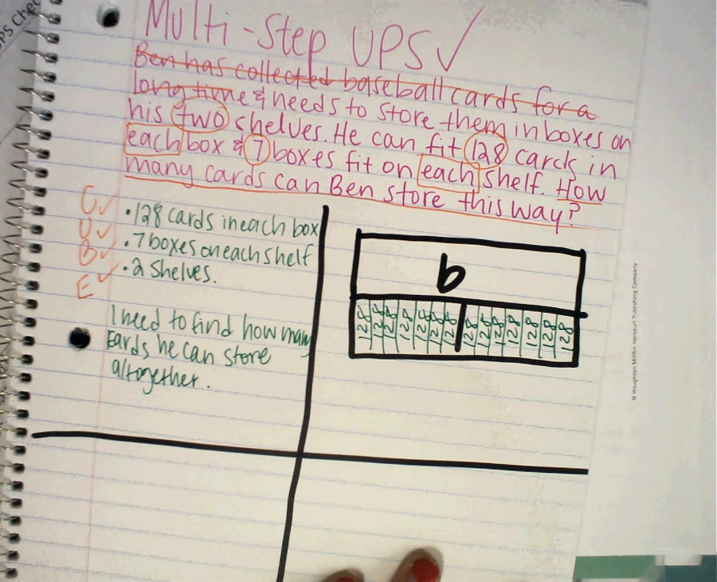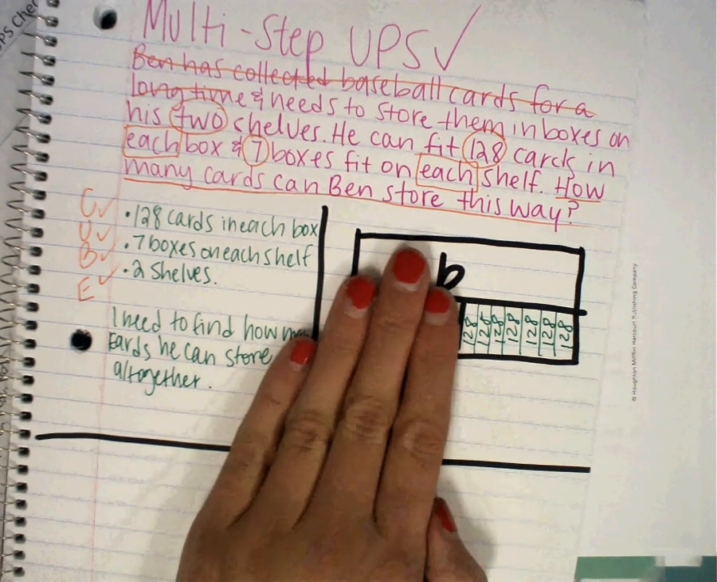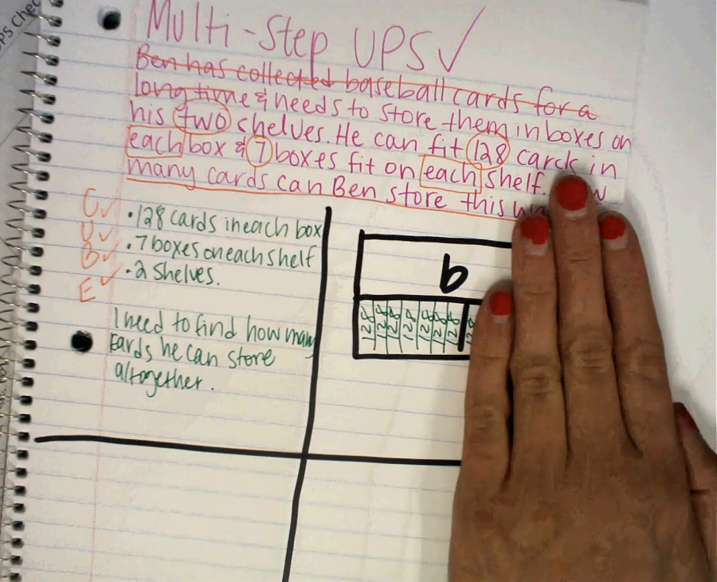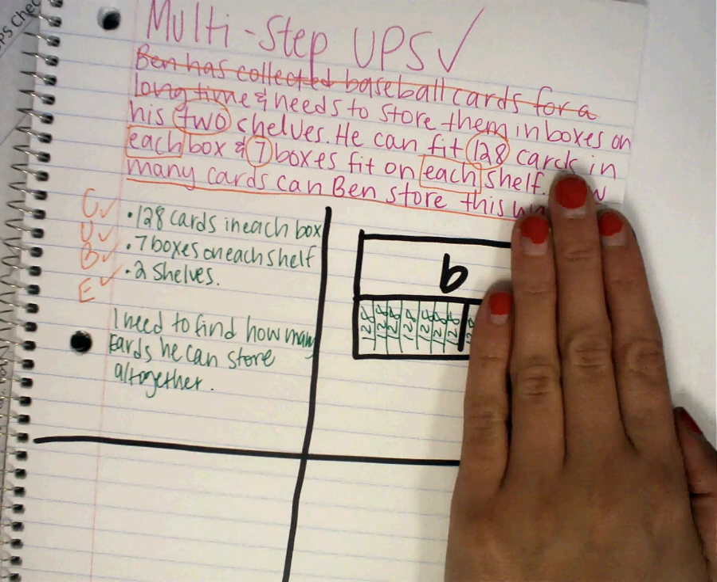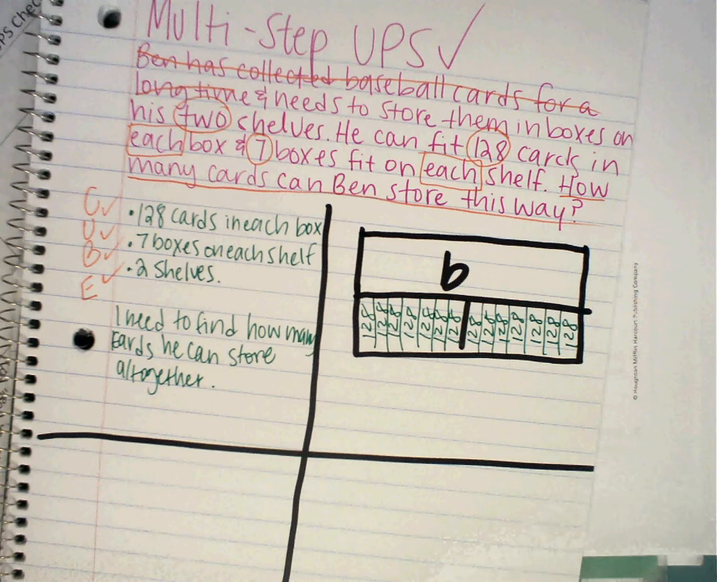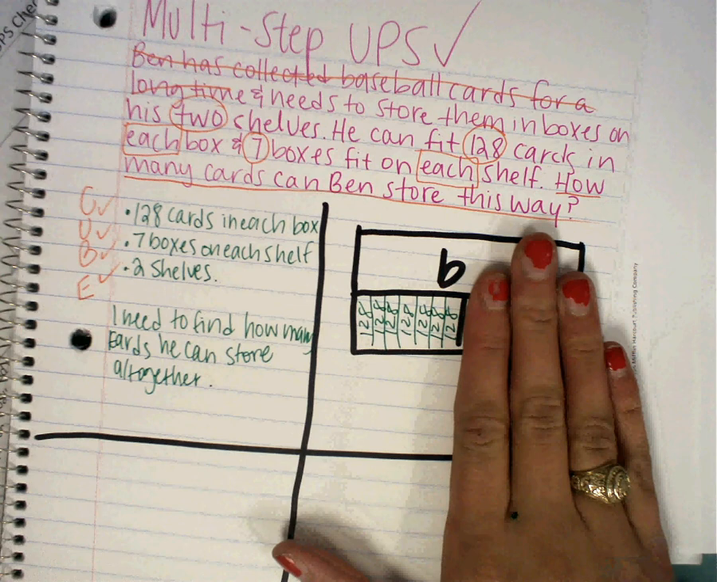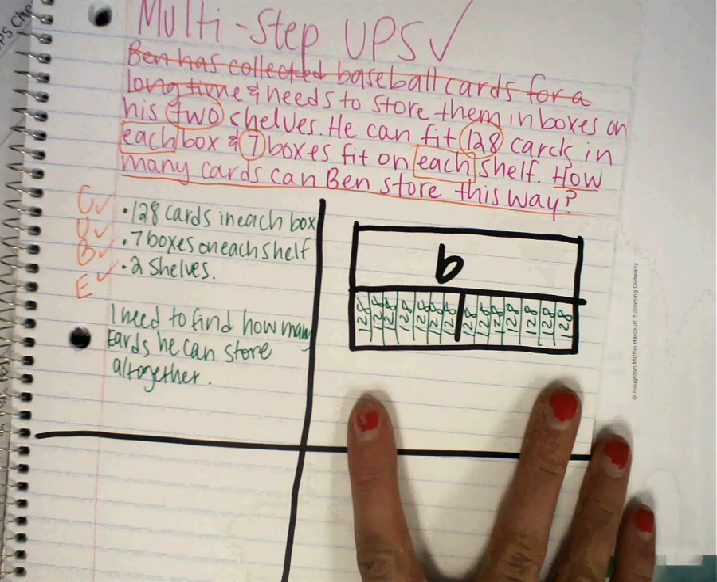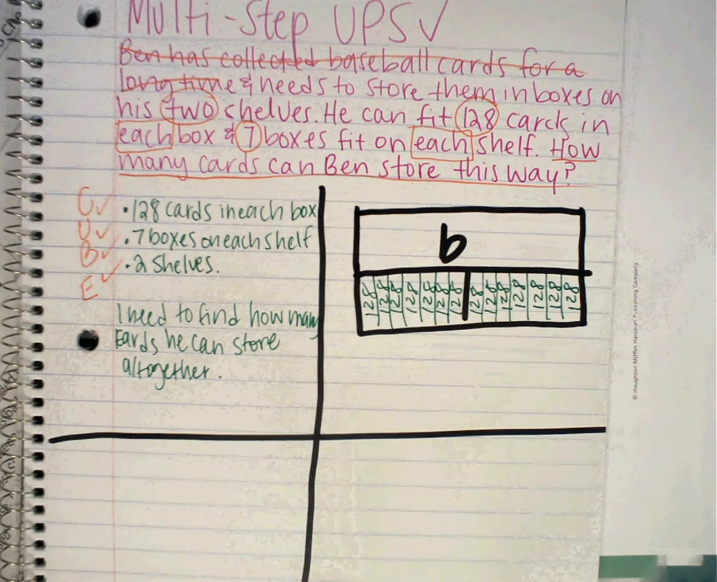Okay, just like that. So I know that there are 128 on each box on that shelf, each of those 7 boxes. There's 128 cards in each box on that shelf too. Okay, so now I just need to write my equation. All right, so the easiest way to do this probably is to find out how many cards I can fit on each shelf first, and then I'll find out how many I can do on the 2 shelves together. So here's how I would recommend doing it.